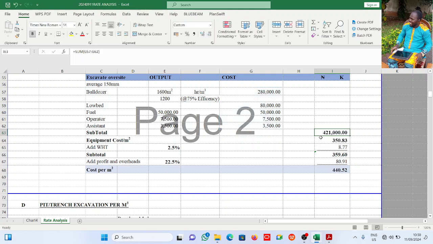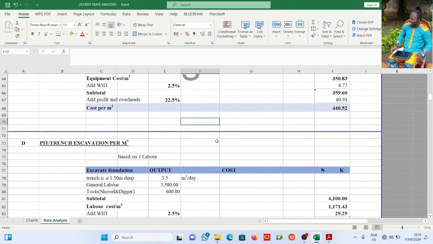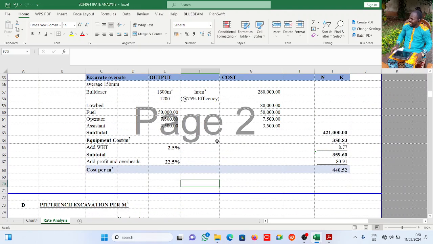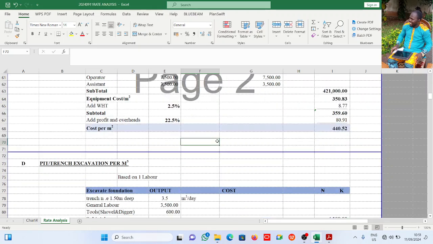All right, now the cost per square meter divided by 1,200. Then I add withholding tax 2.5%, then I add profit and overhead, which is 22.5%. All right, so I have this. Okay, so this will guide you whenever you want to do oversight excavation using a plant.